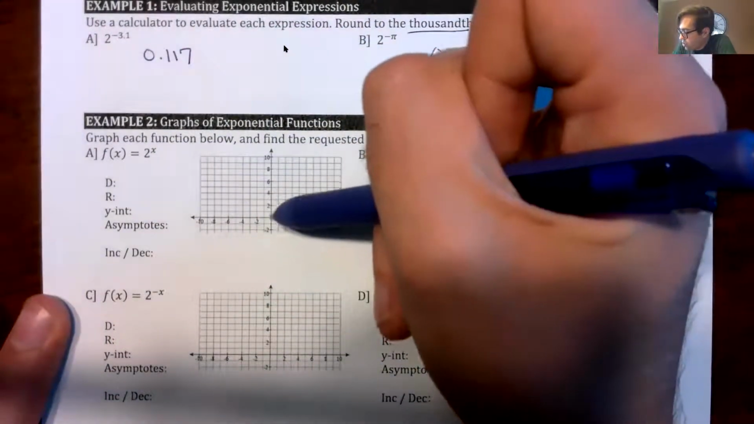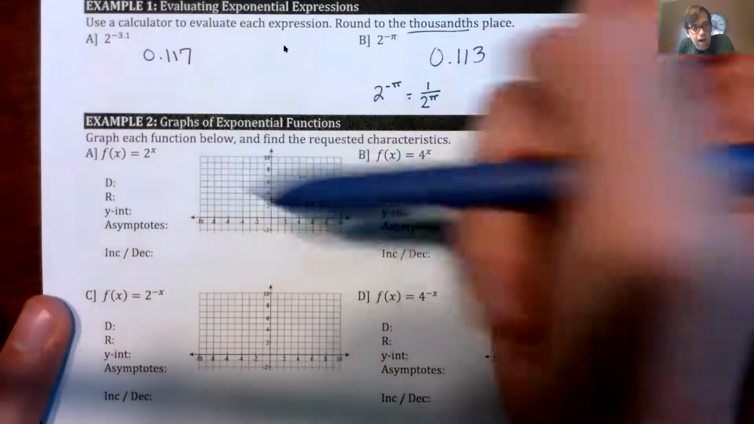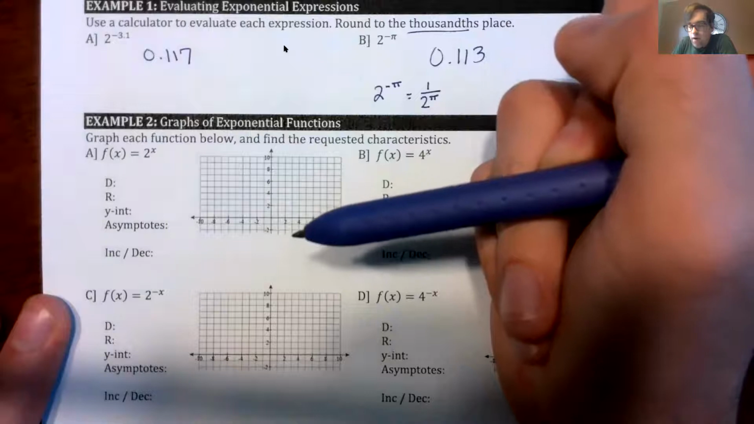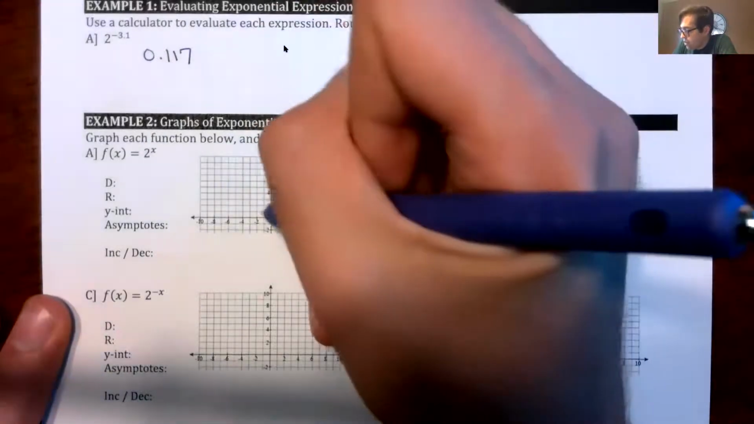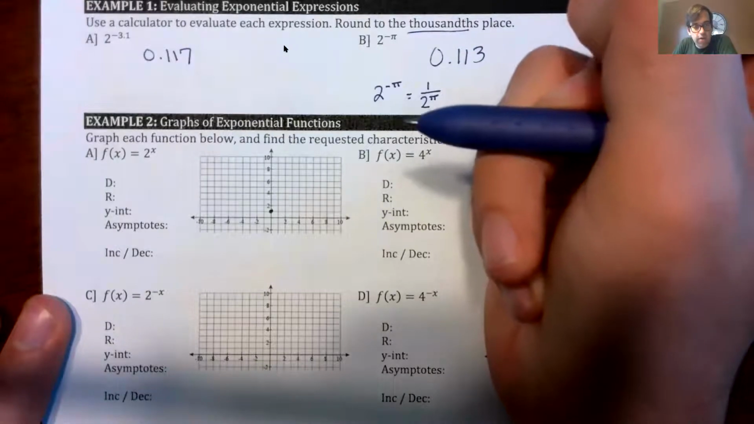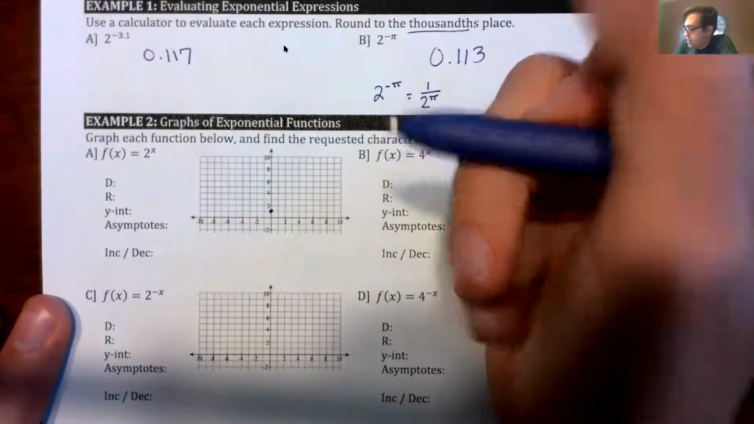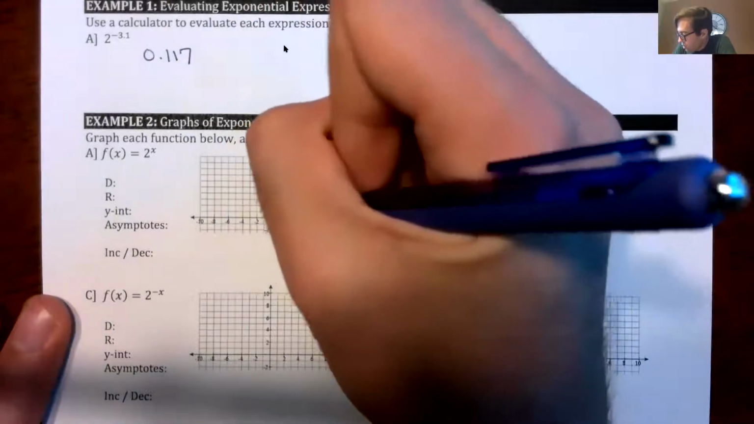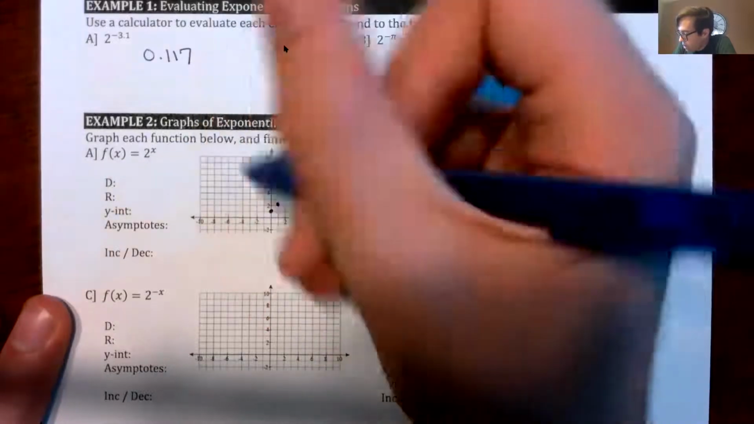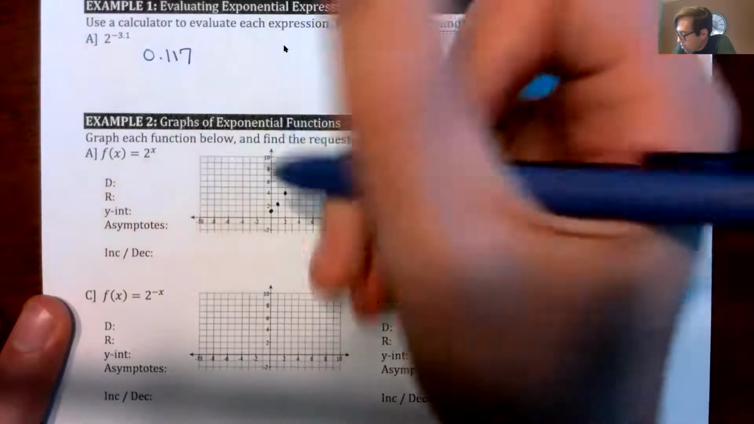So if we think about 2 to the 0 power, if I'm plugging in 0 for x, anything to the 0 power is 1. So I'm going to put a point at a y value of 1 for an x value of 0, right? Plug in 0 for x, I get 1. If I plug in 1, 2 to the first power is 2. If I plug in 2, 2 to the second power is 4. If I plug in 3, 2 to the third power is 8.